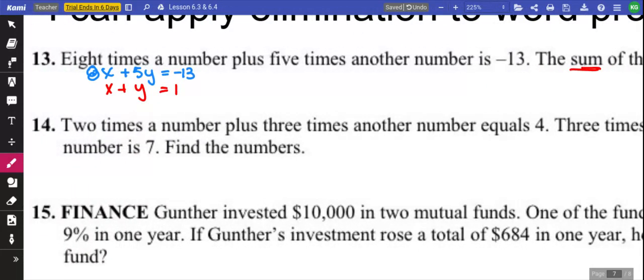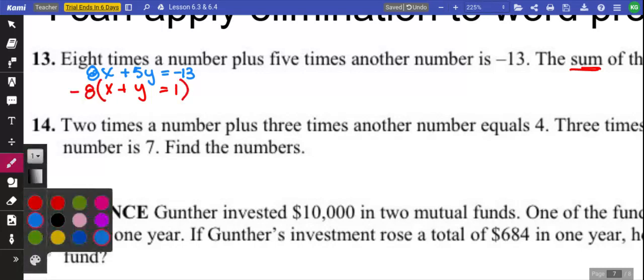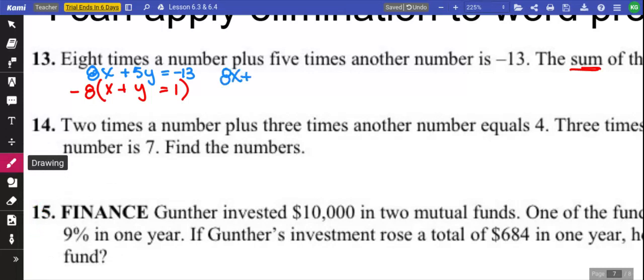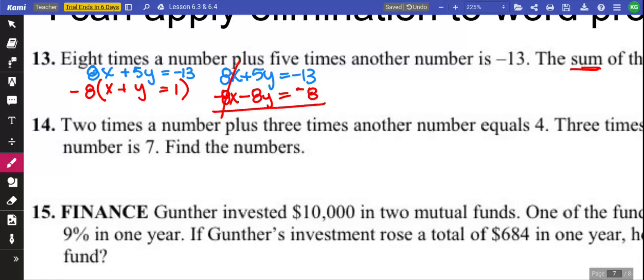All right, so in this one, I could go for either variable. It doesn't make a difference. I'm going to go ahead and multiply the bottom equation by negative 8. So my top equation will stay 8x plus 5y equal to negative 13. And my bottom equation will become negative 8x minus 8y equals negative 8. So my x's will cancel out, and when I do that, I'm left with negative 3y equals negative 21. Divide by negative 3, and y is 7.